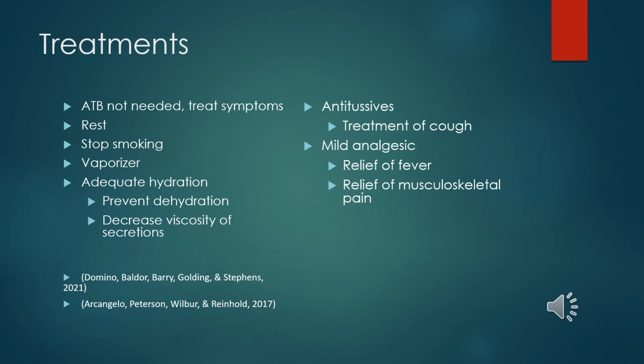The treatment of acute bronchitis is based on treating symptoms. Antibiotics are not needed. To treat the symptoms, we encourage rest, for them to stop smoking, to use a vaporizer, to ensure adequate hydration. This will prevent dehydration and also decrease the viscosity of their secretions. They can use antitussives to help treat the cough and mild analgesics to help with their fever and the relief of their musculoskeletal pain.